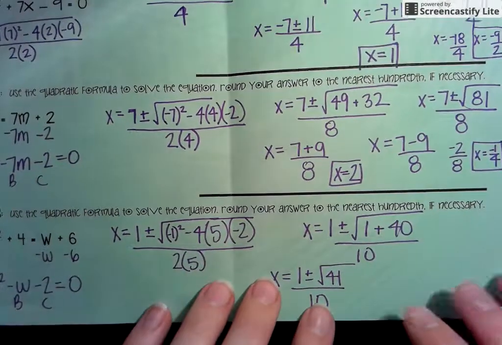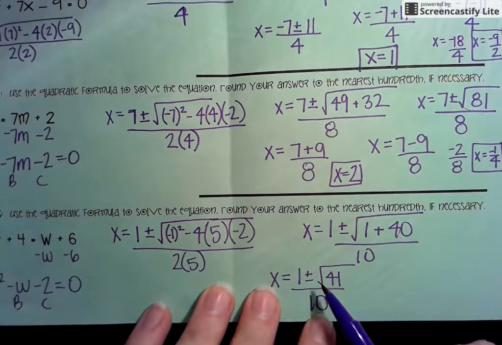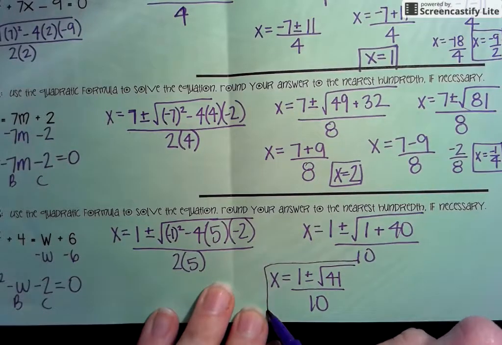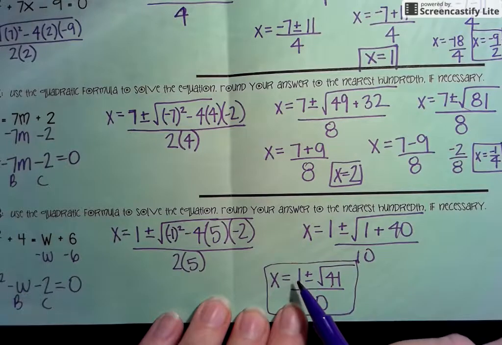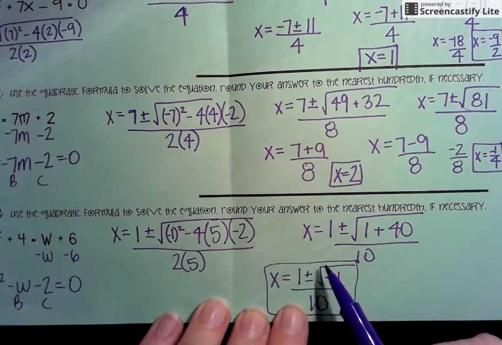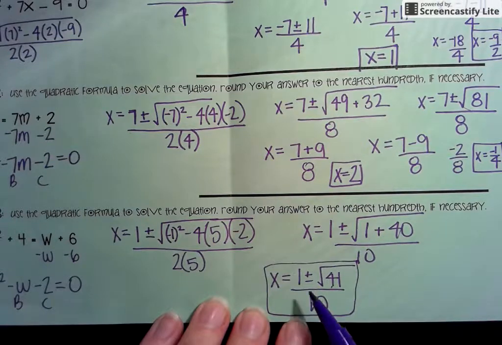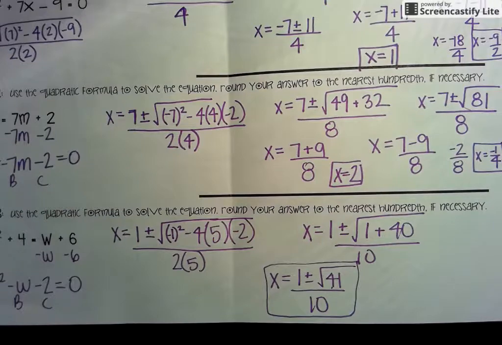Now in this case, 41 cannot be simplified, so from here, I'm just going to leave this as my final answer because I can't take out a perfect square value from 41. So I still would have my two solutions. My first solution would be 1 plus the square root of 41 divided by 10. My other solution would be 1 minus the square root of 41 divided by 10.